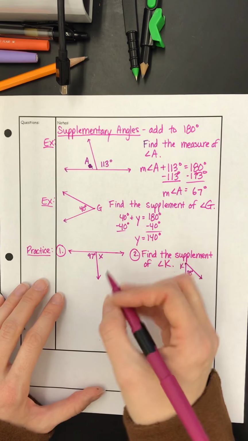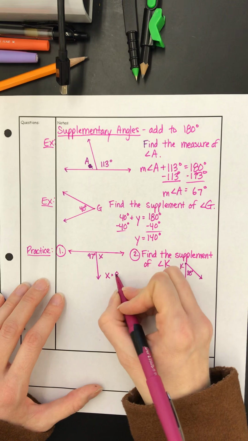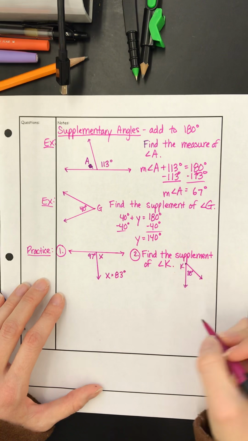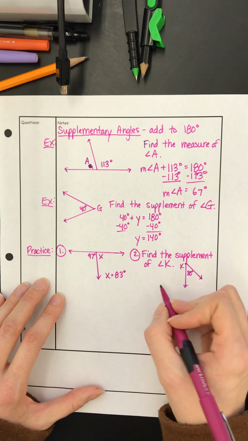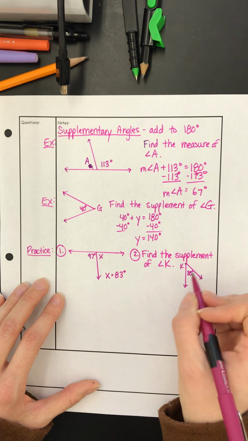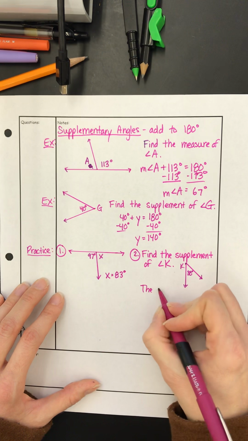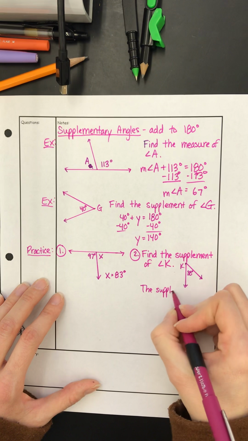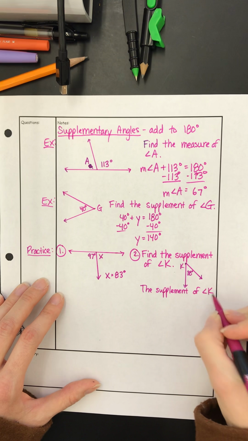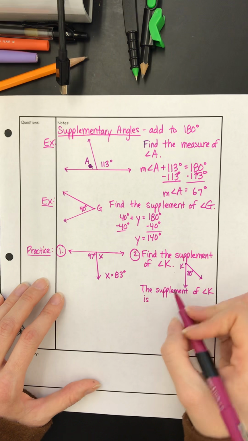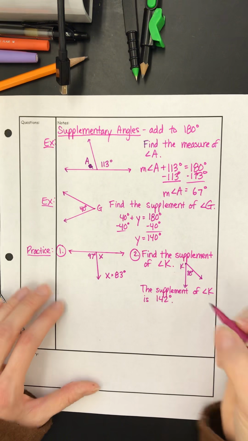All right, for X, you should have gotten 83 degrees. And for the supplement that we're looking for, we can write it out like this. The supplement of angle K is 142 degrees.